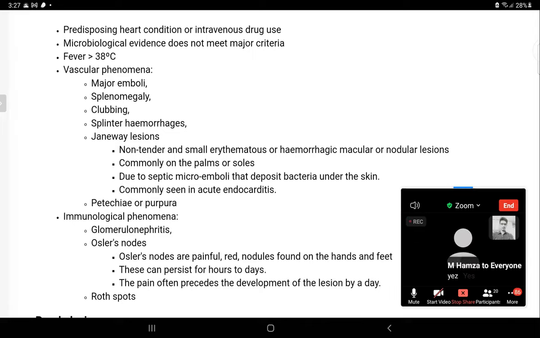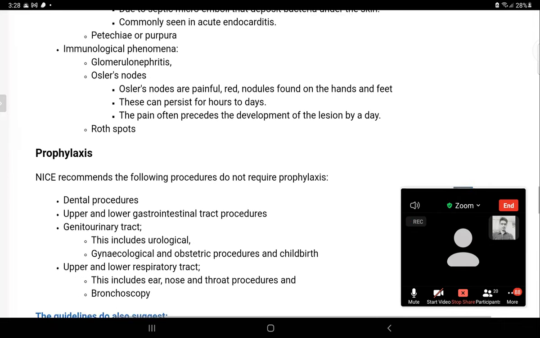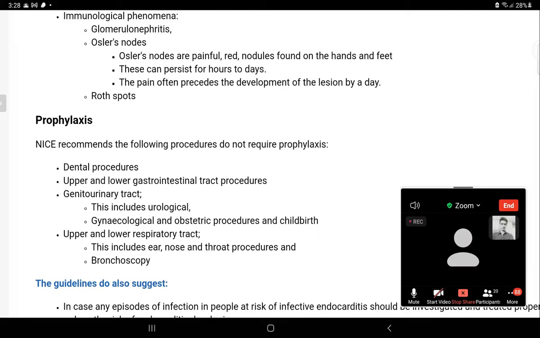Right. Palms and soles. This is where you have your Janeway lesions. Your Osler nodes are the ones that you see on the hands and feet. Yes, we are coming to it. Even if it was a tooth removal and this person had a mitral regurgitation, Dr. Zoya says, should you be giving him prophylaxis? The people who are observing right now, do you think he should take a prophylaxis?